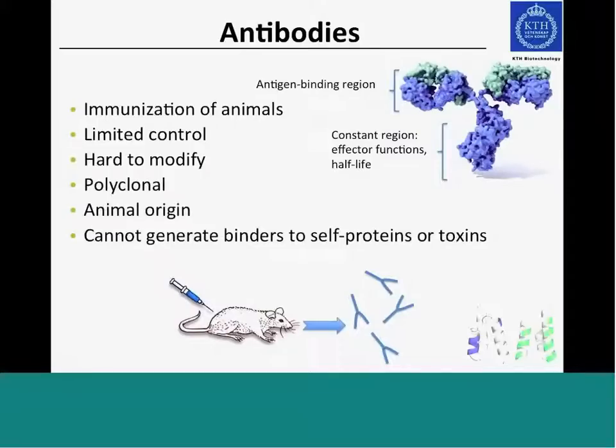Antibodies, as I said, are the main affinity proteins. They are historically derived by immunization of animals, which is a process where you have limited control. It's hard to modify. There may be differences between different animals. The antibodies you receive in the end are normally polyclonal, which means they hopefully recognize the same antigen or target protein, but they are different molecular species having different kinetic characteristics, for example.